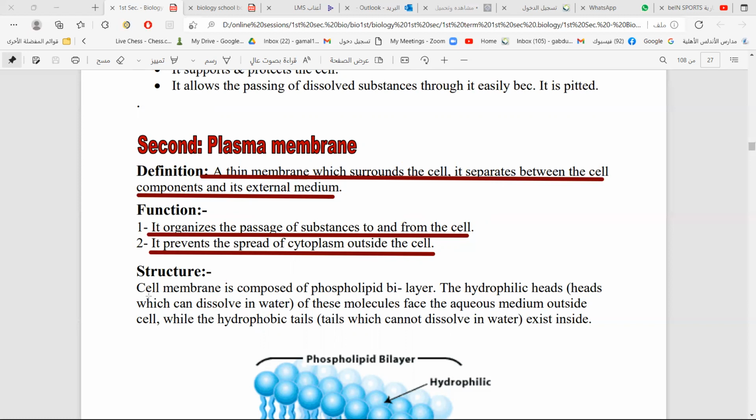cannot pass. The cell membrane consists of a phospholipid bilayer. Each phospholipid has a head which is hydrophilic, which loves water and can dissolve in water, and a tail which is hydrophobic. The tail doesn't dissolve in water, so it can control the passage of water by the bilayer of phospholipids.